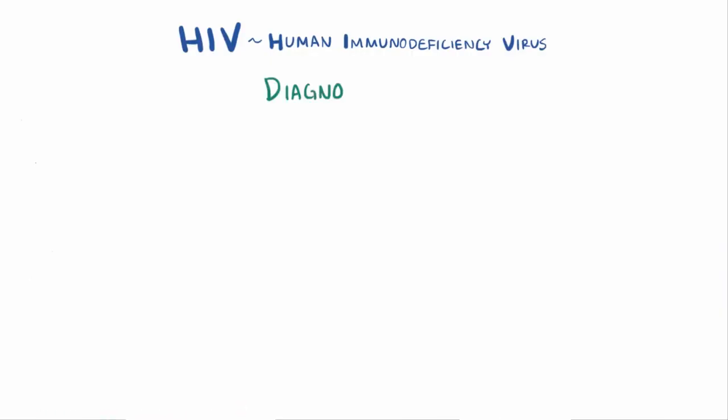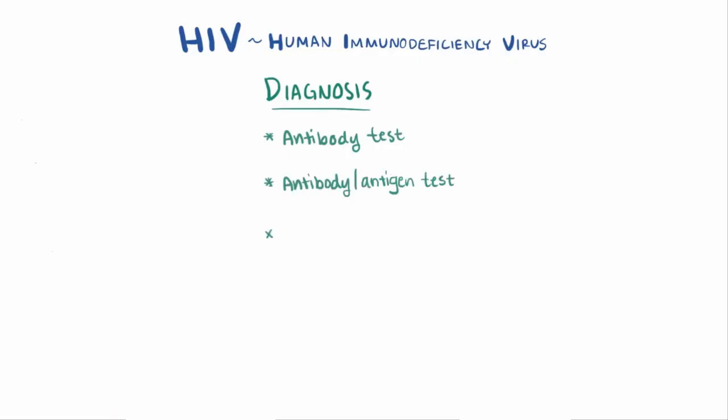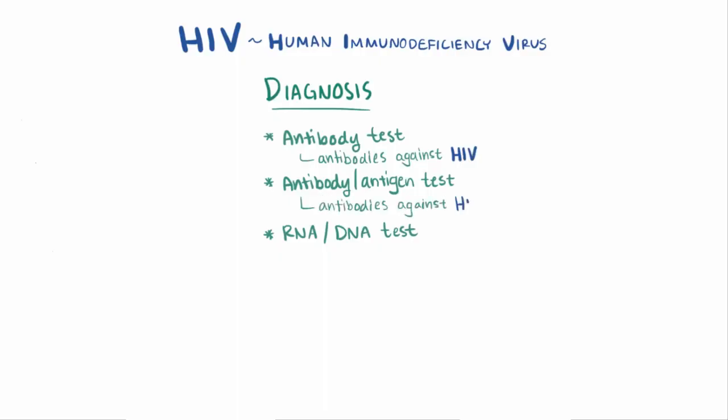Other, much less common modes of transmission include accidental needle sticks and use of blood products like blood transfusions. As far as diagnosis goes, there are a few types of HIV tests that can be done: antibody tests, antibody/antigen tests, and RNA/DNA tests. Antibody tests look for antibodies that the body's made against HIV. Antigen tests look for the virus directly.